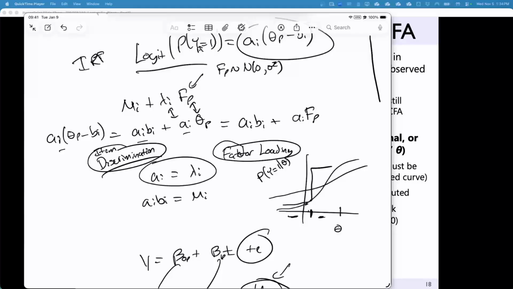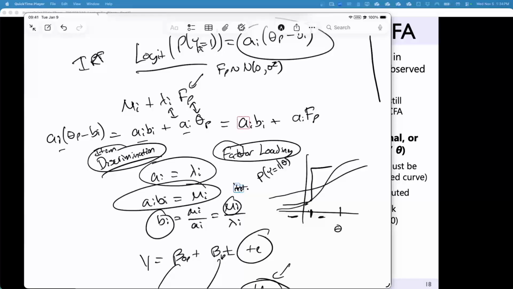Now, it's a little bit different over here. We can do a little algebra and show that b_i is equal to the ratio of the item intercept to the factor loading for one item for a one-factor item. This right here, mu, we know as the intercept, right? But B has a special term. It's called difficulty.